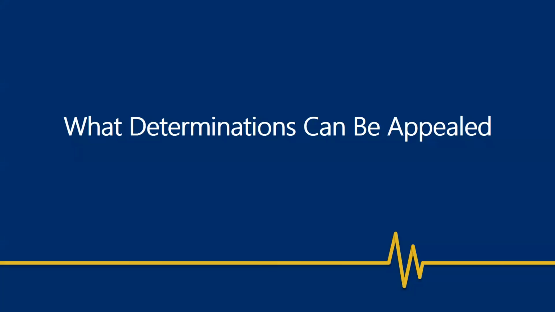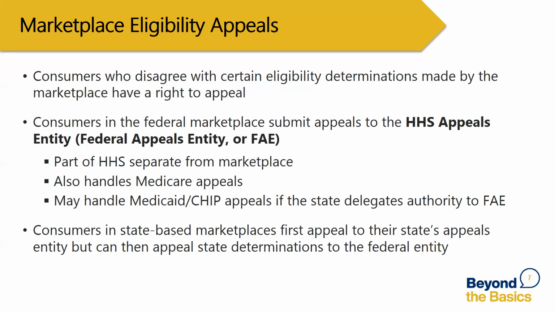The first topic we're going to cover is what kinds of determinations can be appealed. And again, we're talking about marketplace eligibility appeals. So primarily what we're going to be addressing is what happens at the federally facilitated marketplace, or healthcare.gov. There are some opportunities where individuals who are enrolled through state-based marketplaces can appeal through the federal site. And we'll get into a little bit more detail on that.